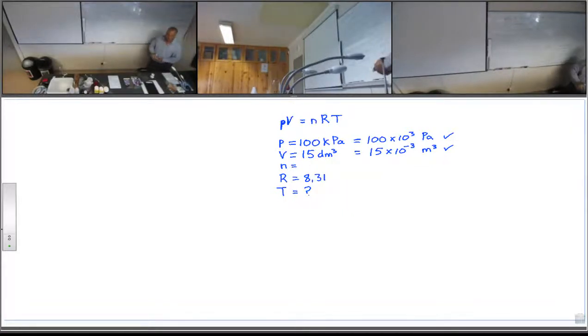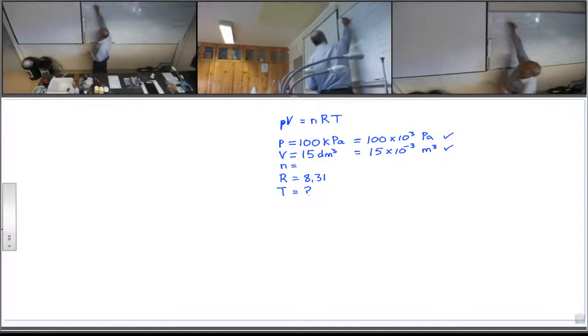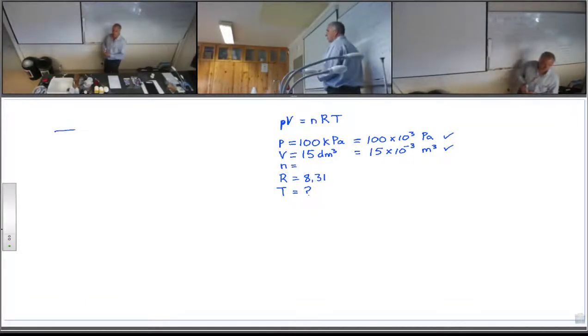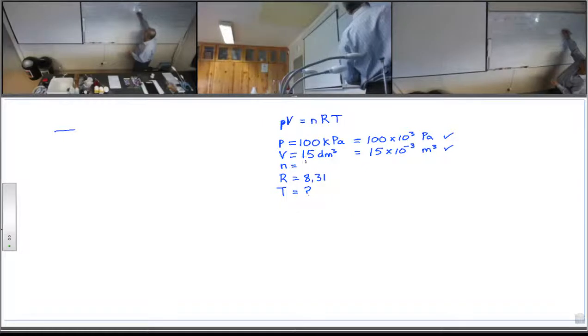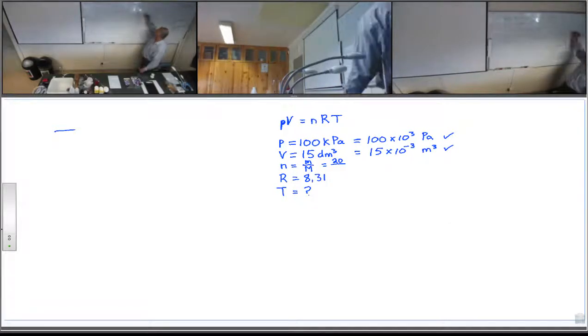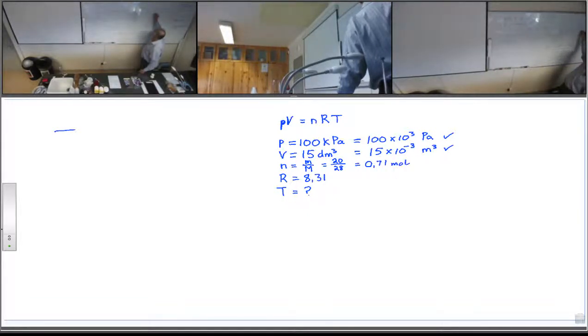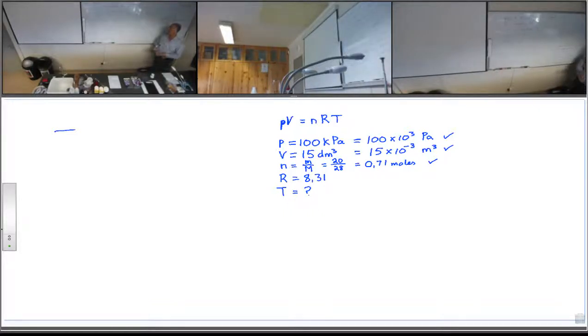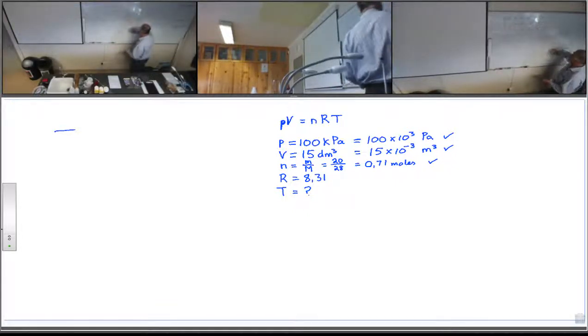N, the number of moles. I've given you the number of grams. So how do you find out the number of moles? Well, N is the mass given divided by the molar mass. What is the mass given? 20. What's the molar mass of nitrogen? N2? 28. And that's going to give you 0,71. That's now correct. Okay, let's substitute it and get a final answer. Right, let's take this example out of the way so that we can do it.